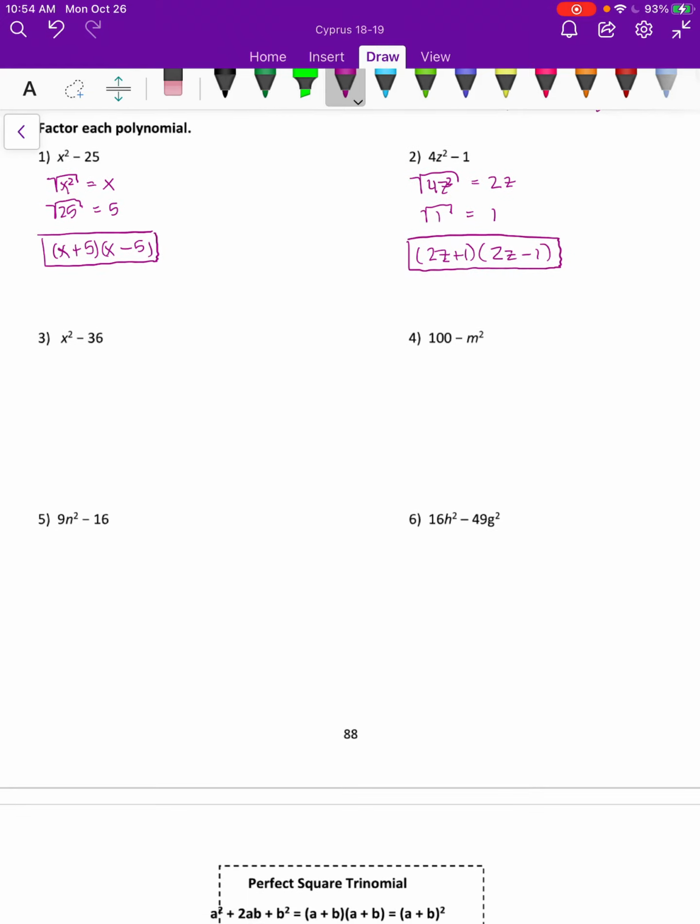Okay, let's do number 3. Binomial, subtraction, both of them are perfect squares. So take the square root of x squared, that's x. The square root of 36 is 6. So my answer, we have x plus 6 and x minus 6. And that's our final answer. See if you can pause the video and do 4 and 5, and then come back and check your answers.